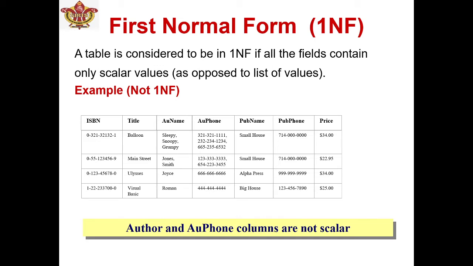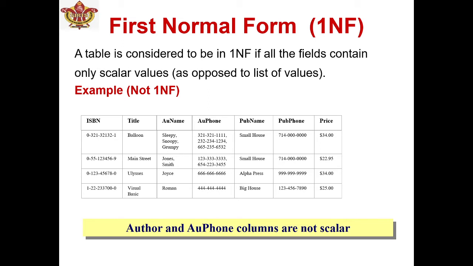The columns are title, author name, author phone, publisher name, publisher phone, price, ISBN. There will be multiple values in author phone, with Jones and Smith having multi-valued phone numbers, right? So the author and author phone number columns are not scalar, and that is why the table is not in first normal form. It should be scalar.